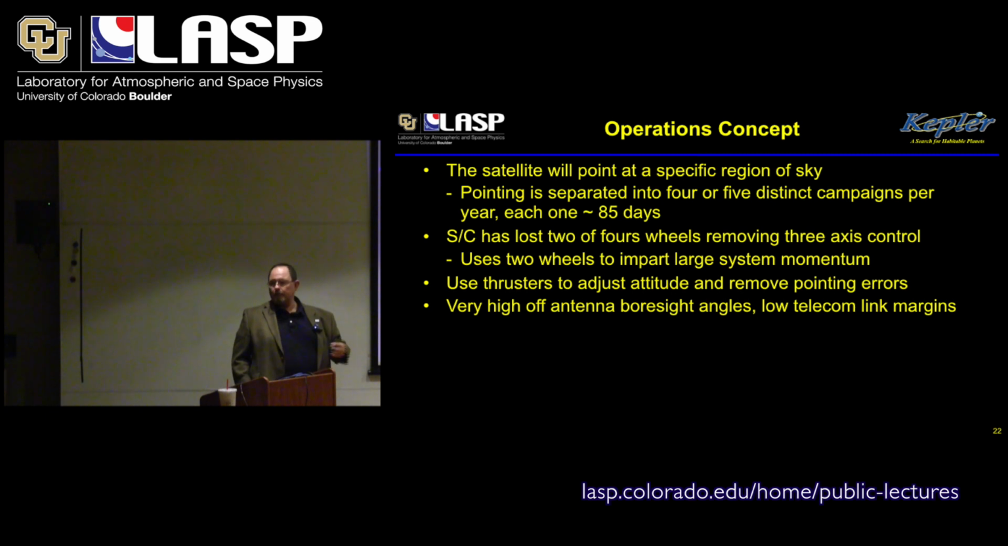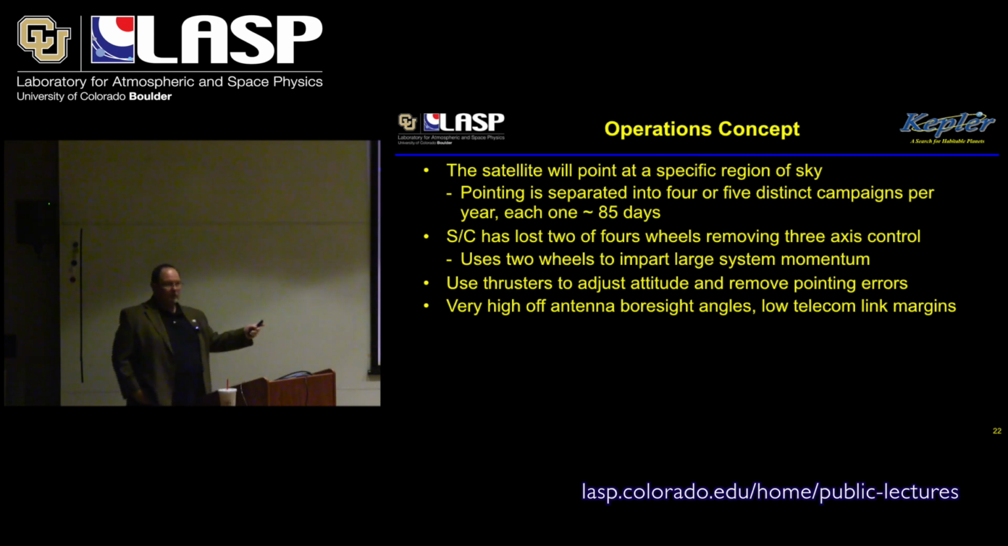And this actually kind of solved a couple of problems for us. It allowed us to balance the spacecraft, and it also allowed us not to have to deal with certain kinds of torques from pointing at the ecliptic north or south. And so we used the 2 wheels to gather the system momentum to actually spin the wheels up, and the thrusters to adjust attitude every so often.